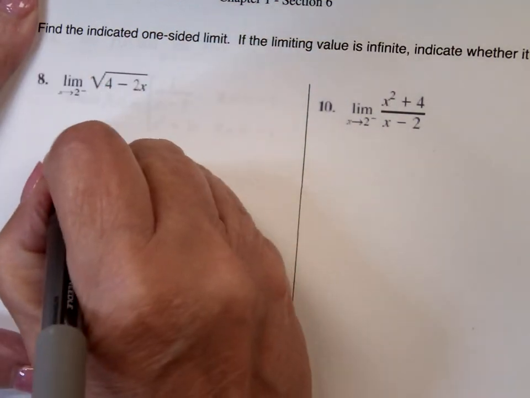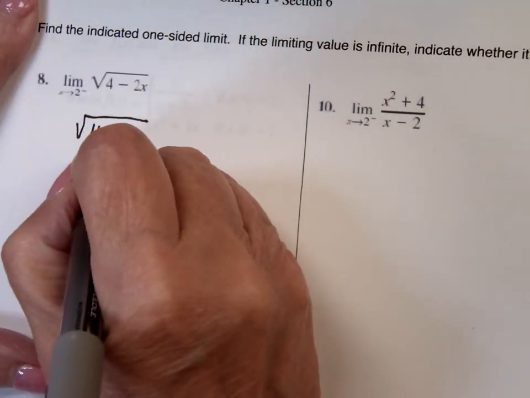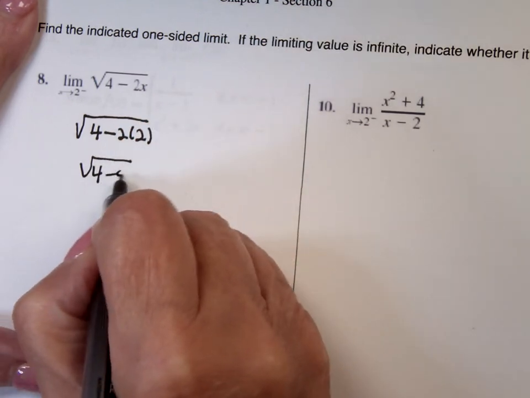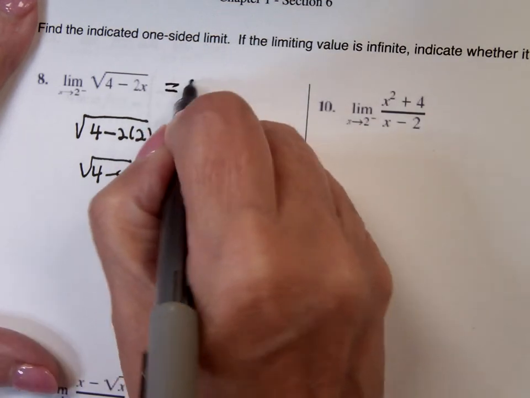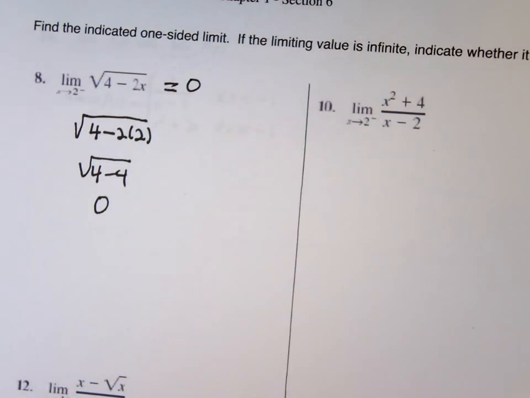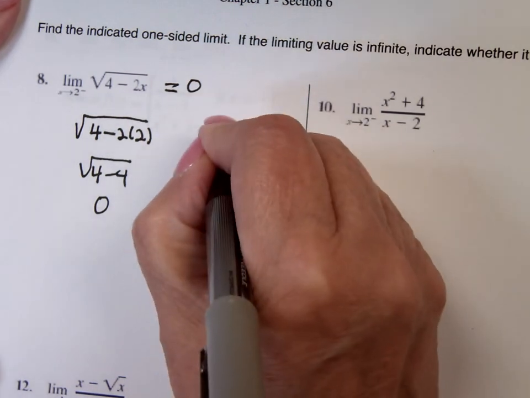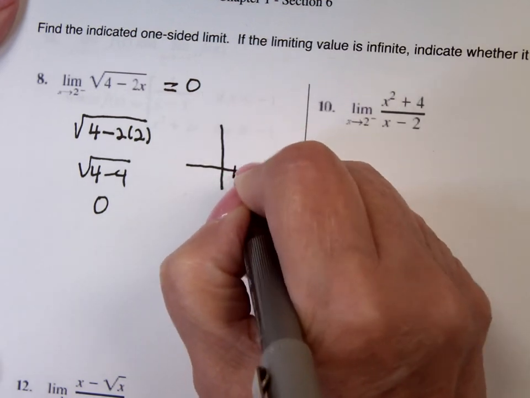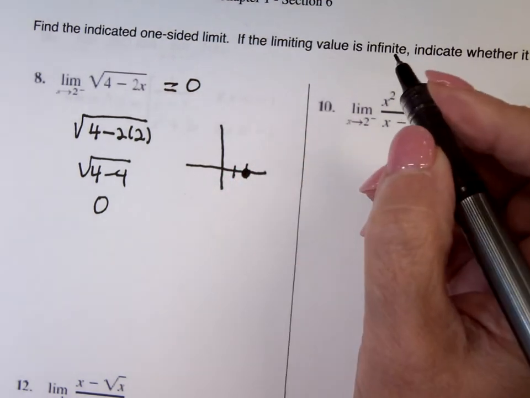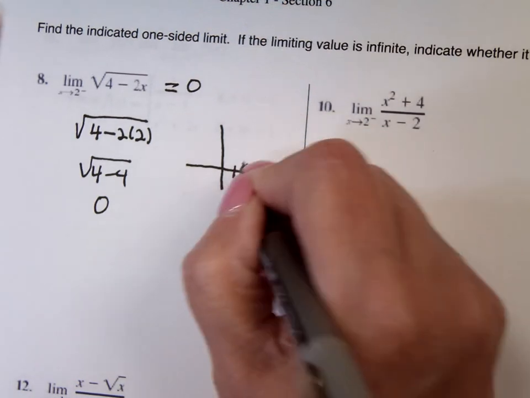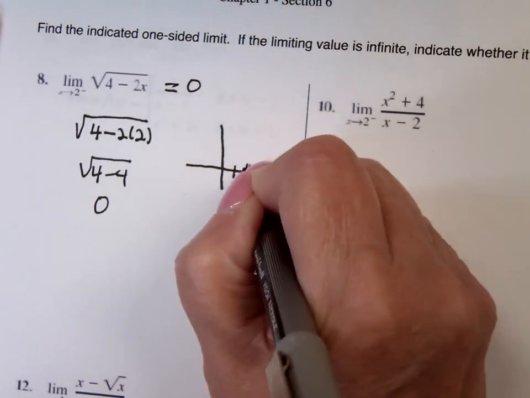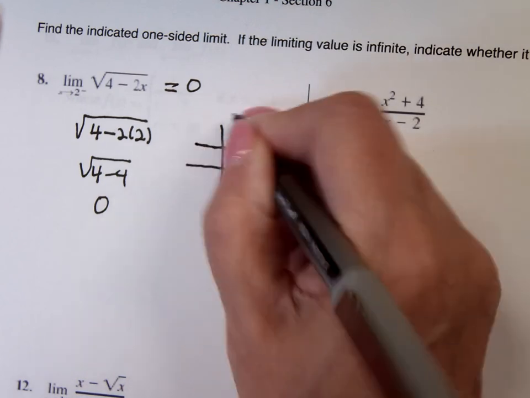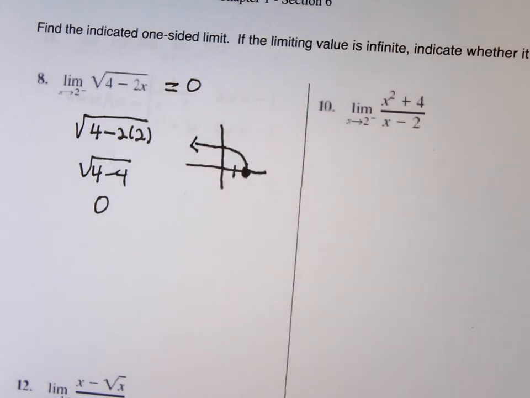So let's see, this becomes the square root of 4 minus 2 times 2, which is the square root of 4 minus 4, which is 0. So this limit's going to be 0. Now, what does this guy actually look like? What he actually looks like is this. He is the square root, which is flipped around the x-axis, because now we're getting into transformations, and shifted to the right by 2. That's what he looks like.